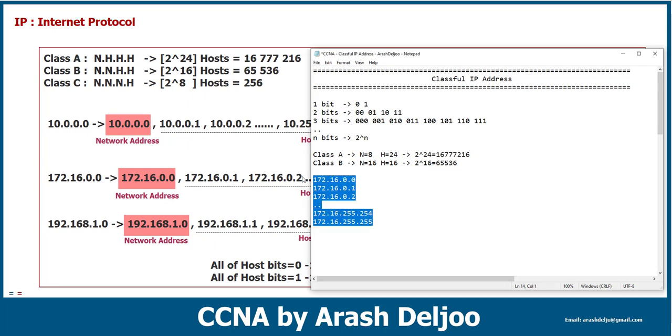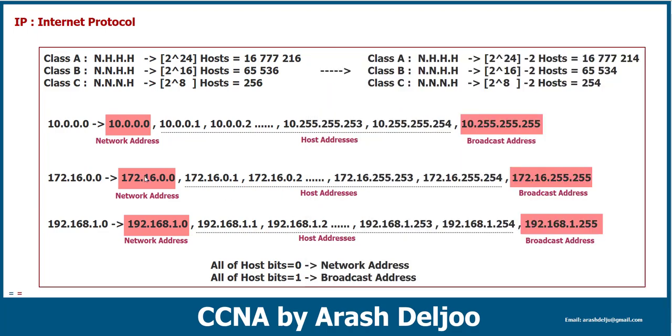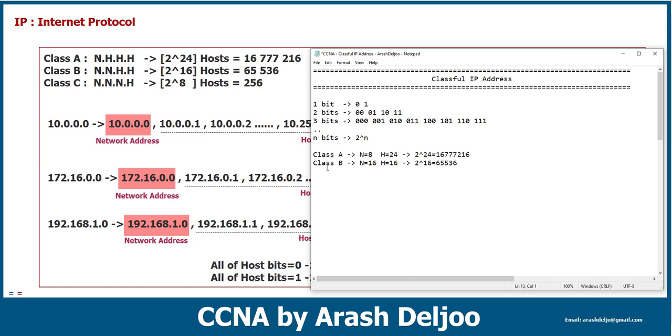Also, let me talk about the class C addresses. Look at here, first class B, 172.16.0.0, as you can see. This is the first IP, and then second, third, and finally we can reach 172.16.255.255. Let me talk about class C. Okay, finally we will have one result, class C addresses.